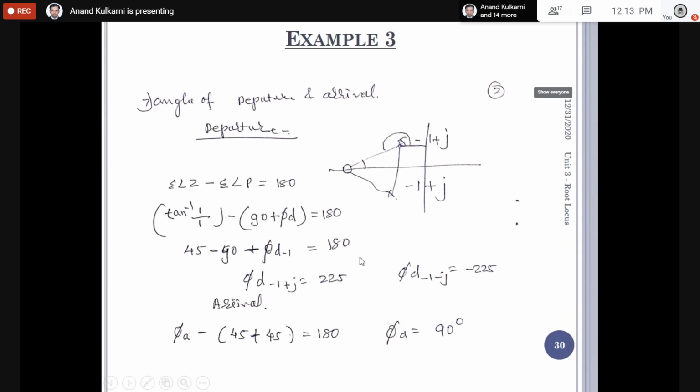If I take it on this side, this is plus 45, this is minus 90, means it is minus 45. Minus 45, if it comes on this side, it will become plus 45. Minus phi d is equal to 225. So phi d is equal to minus 225 and the other is plus 225. That is what it means.